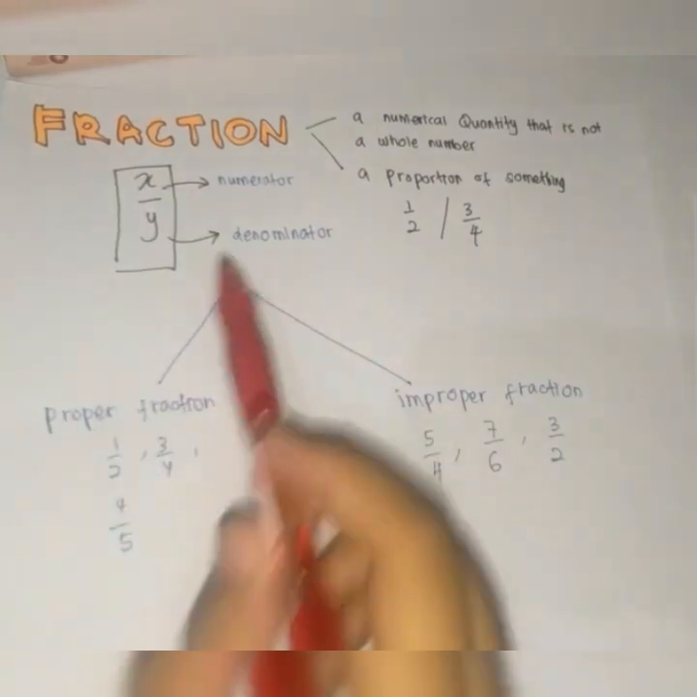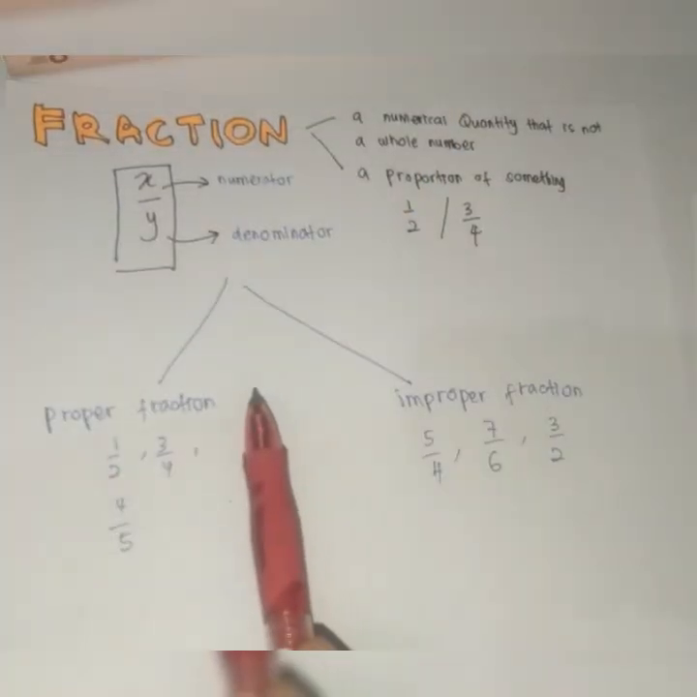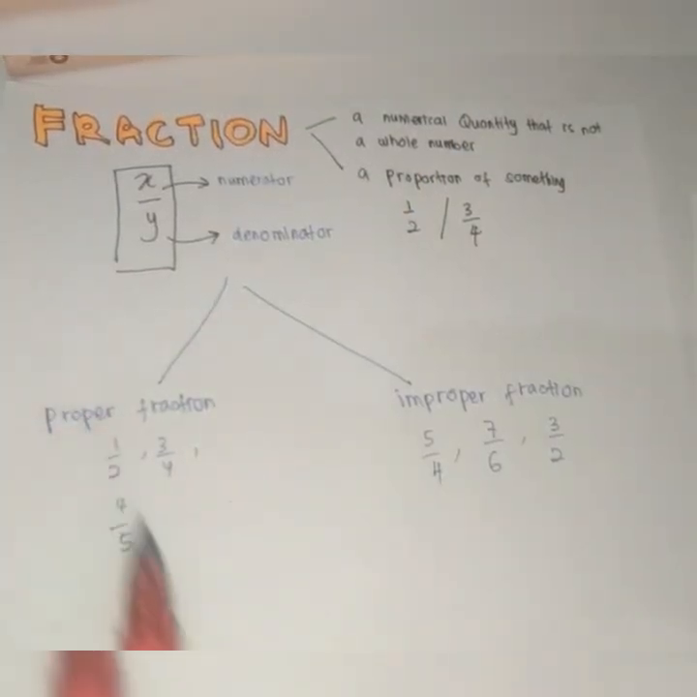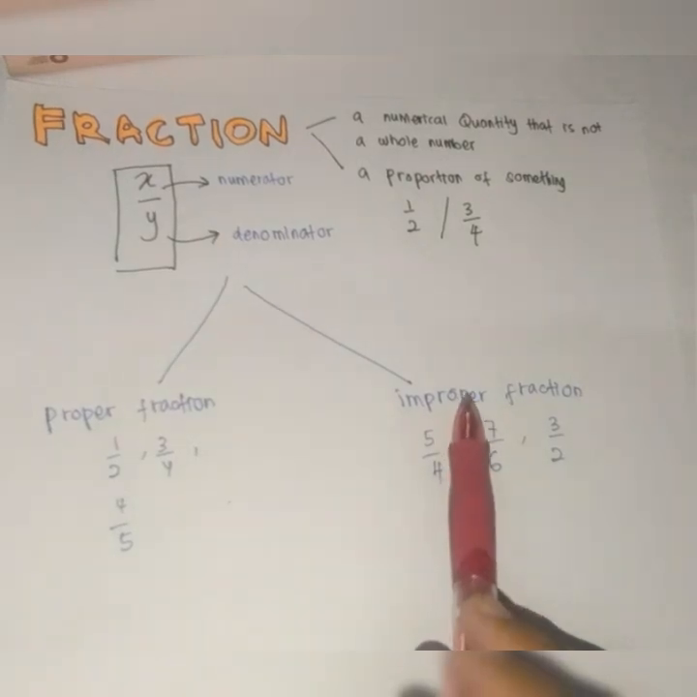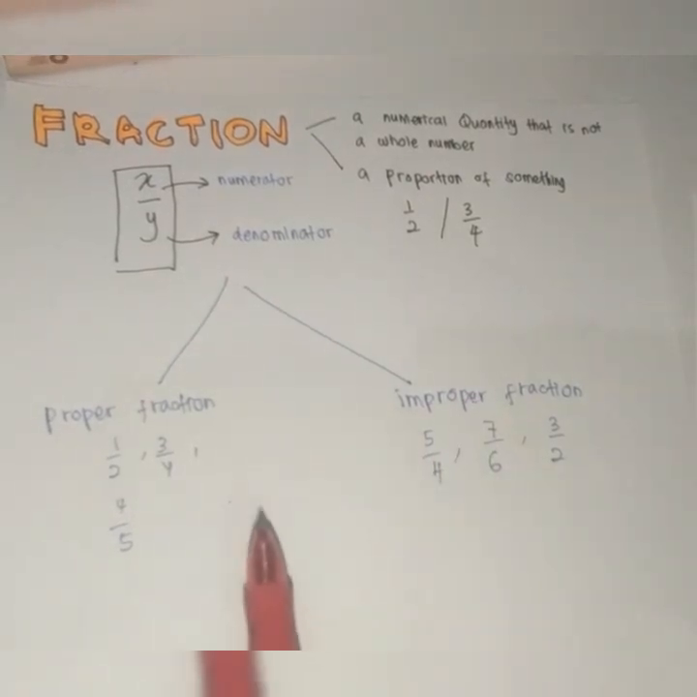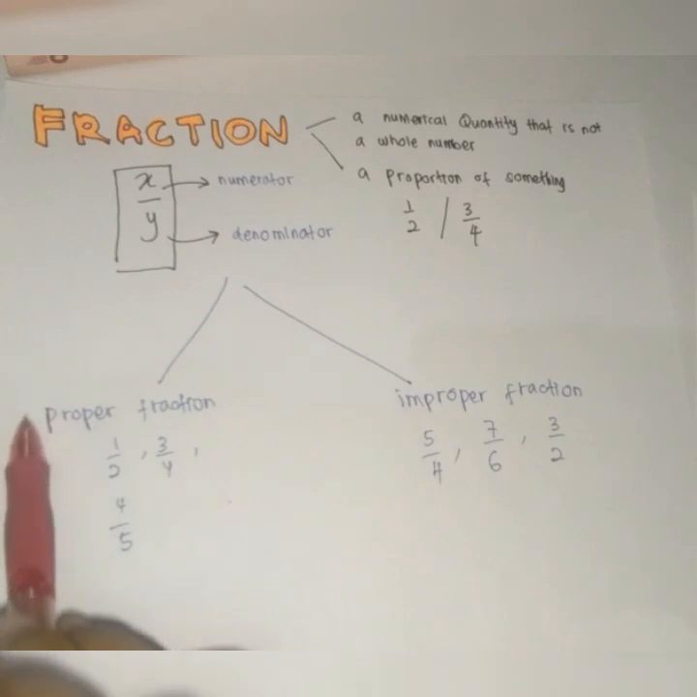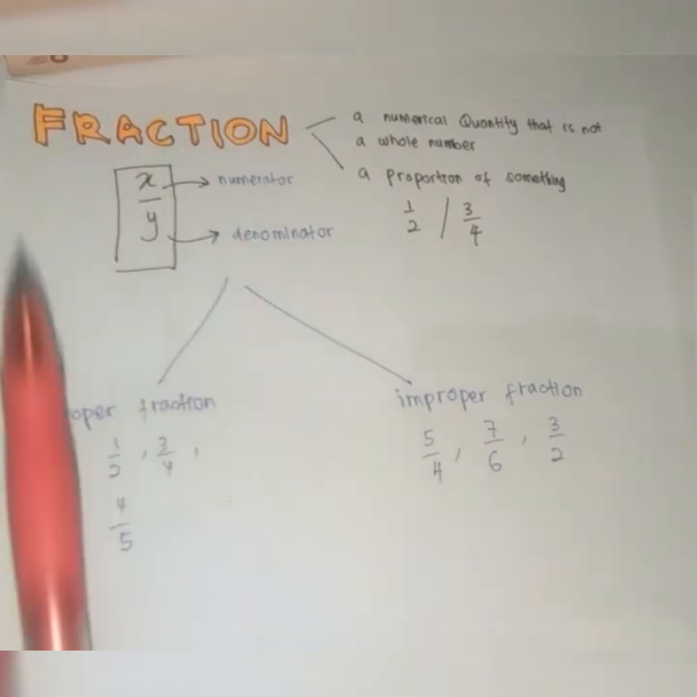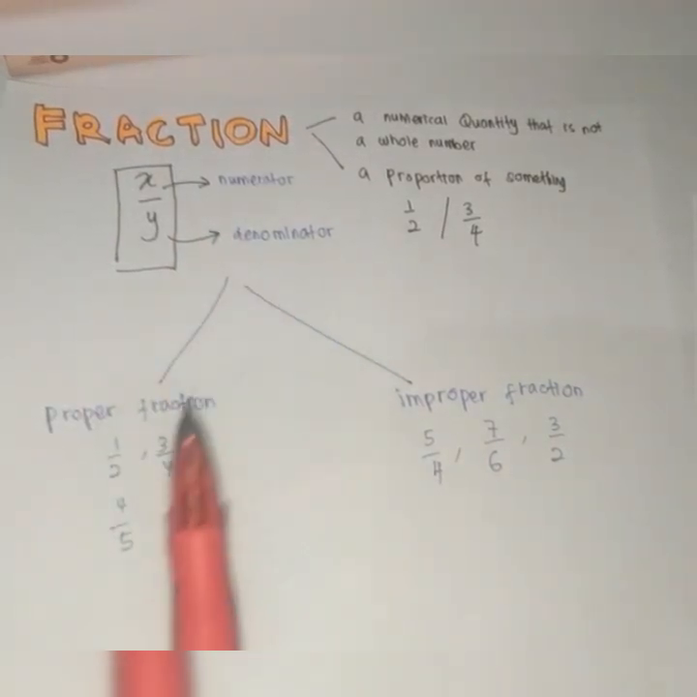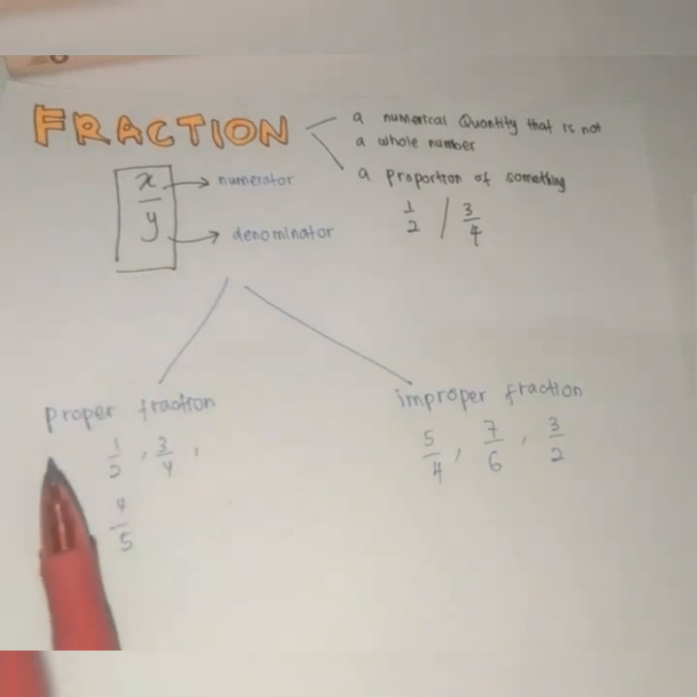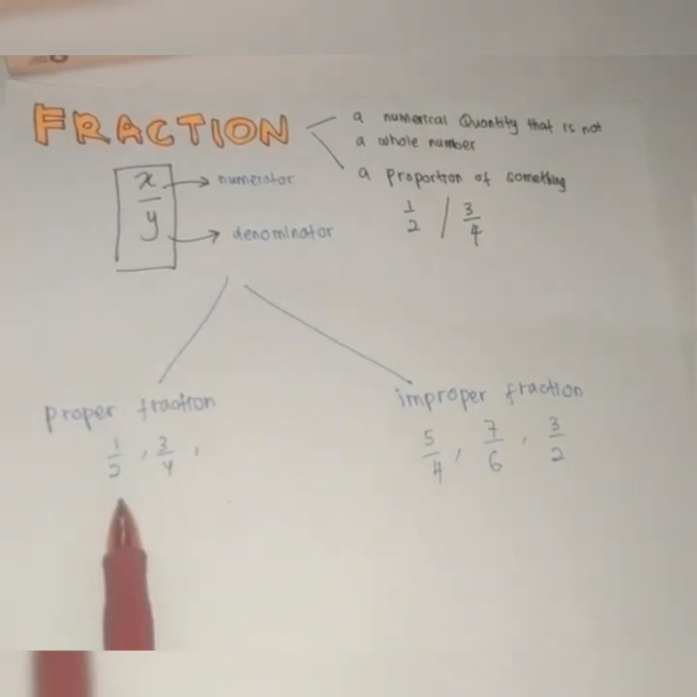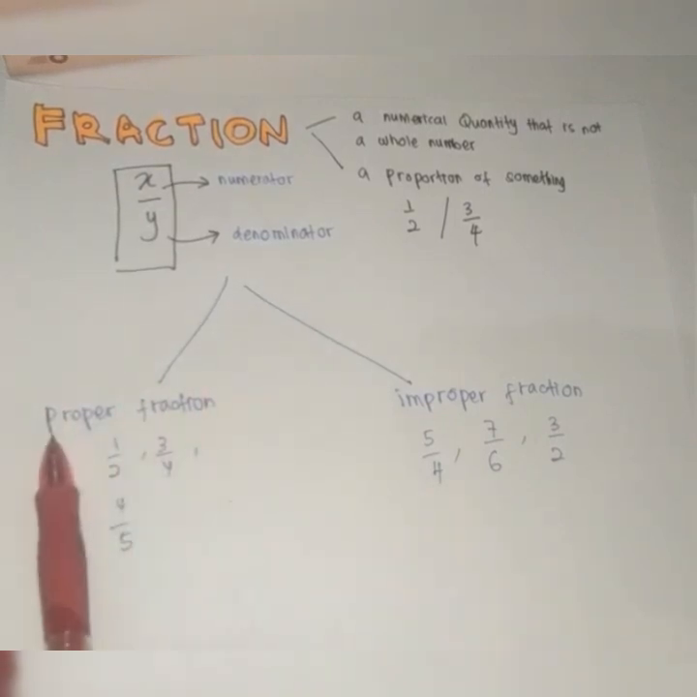In fraction, we have two types of fraction. The first one is proper fraction and the second one is improper fraction. What is proper fraction? Proper fraction is when the upper part, which is the numerator, is lower than the lower part, which is the denominator, such as 1 over 2, 3 over 4, or 4 over 5. As you can see, the numerator is always lower than the denominator. That's why we call it proper fraction.